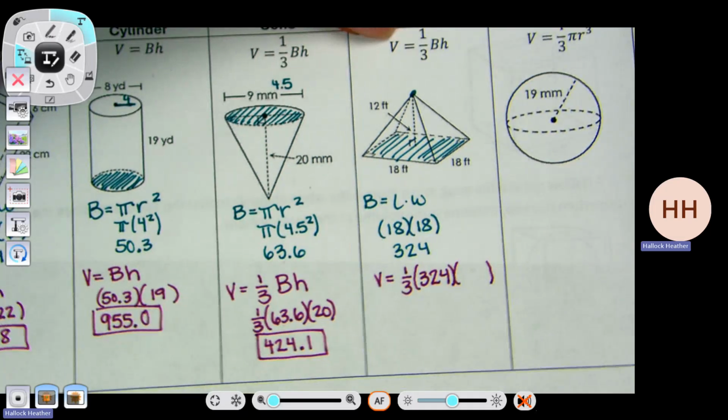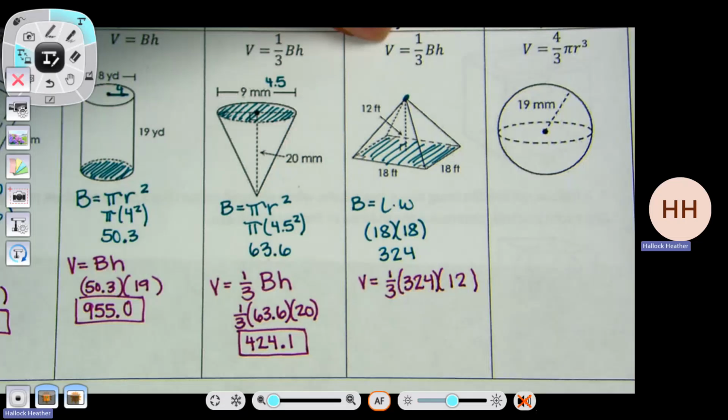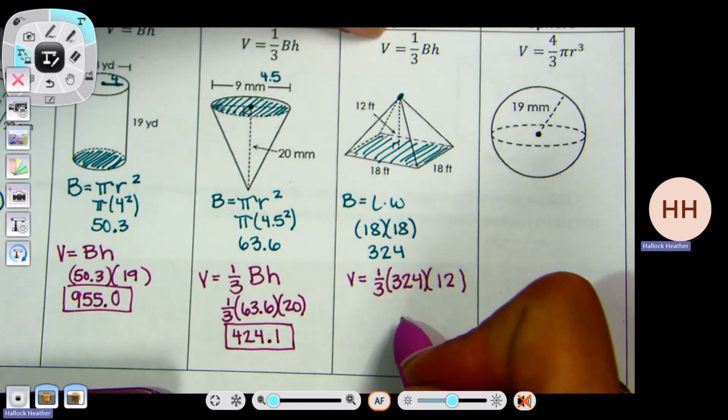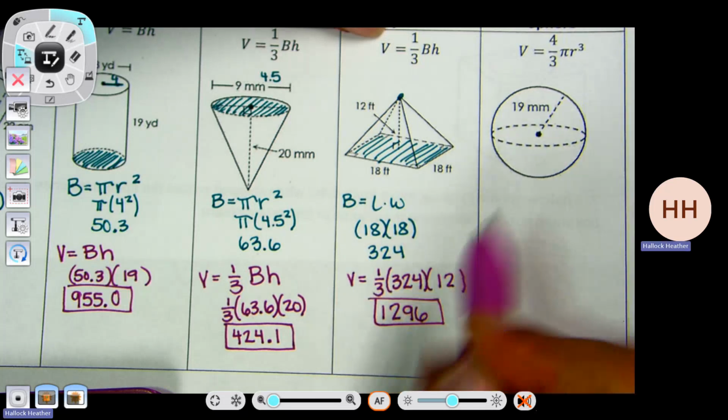How much is my vertical height? Well, take a second. I know the fractions are weird. You got to practice plugging this into your calculator. I always like to multiply the numbers first. So 324 times 12. I don't really care what you do, but I always save the fractions for last for some reason. 1,296.